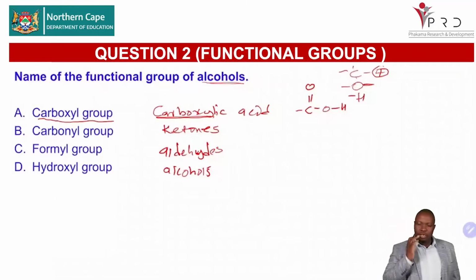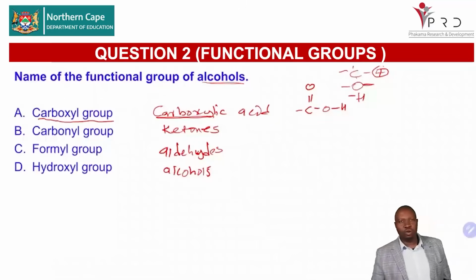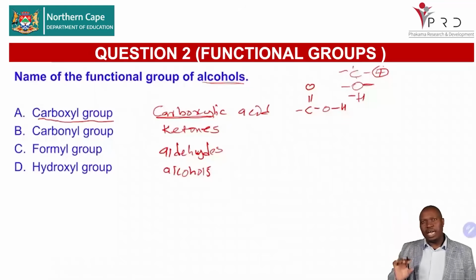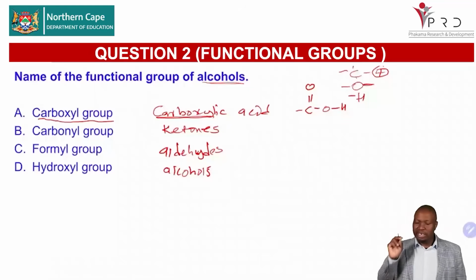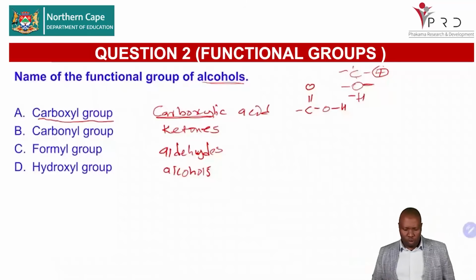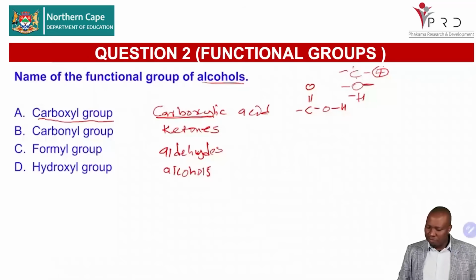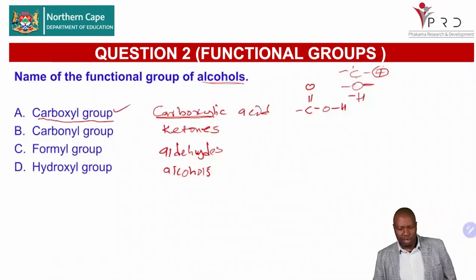So don't forget that. When you are drawing your carboxyl group, definitely your carbon, ensure that it has 4 bonds around it. And it has a C double bond O and an OH. I usually refer to it as COOH, so that you always remember. And we are saying the name of this functional group is called carboxyl group.